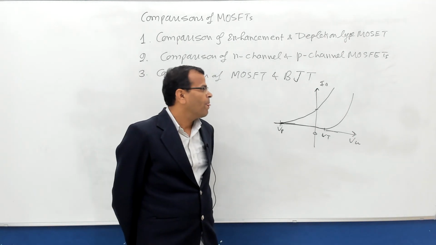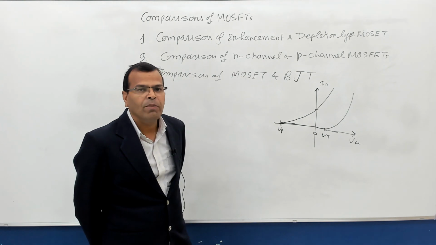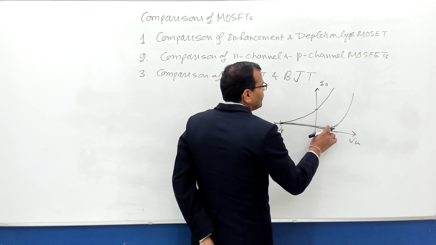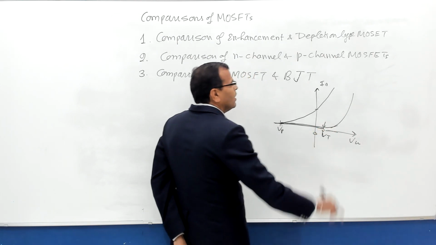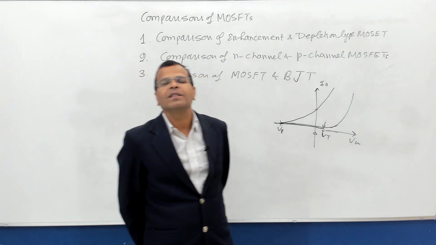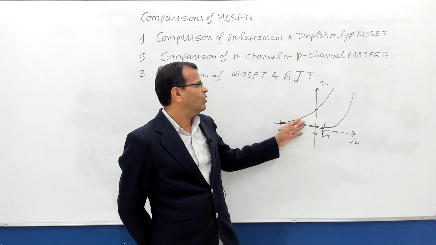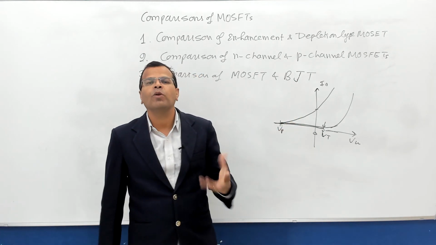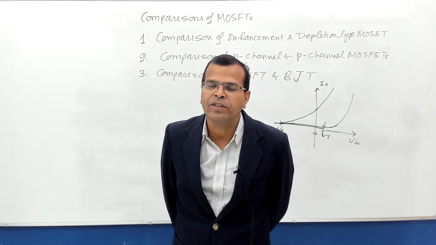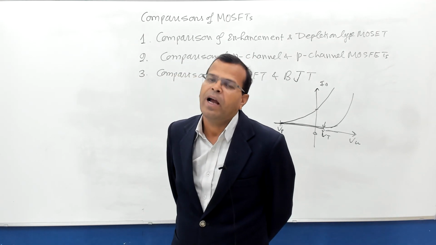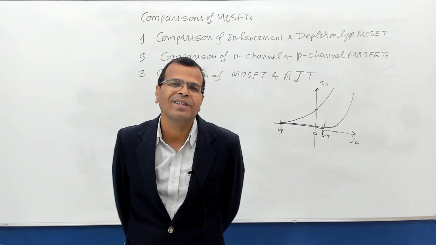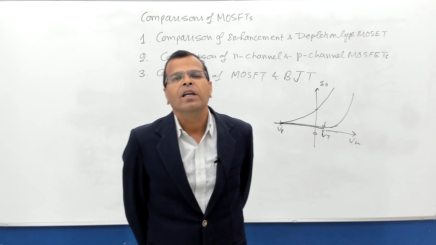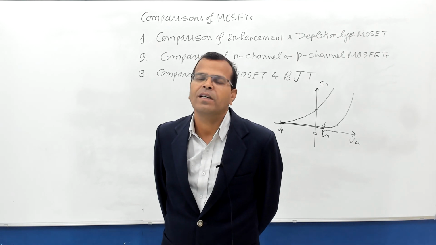In case of enhancement type MOSFET, when it is off, there is always the possibility of a current which is known as sub-threshold current. So sub-threshold current exists in enhancement, but there is no sub-threshold current in case of depletion type. So there is no problem of sub-threshold current in depletion type MOSFET, and there is a problem of sub-threshold current that cannot be eliminated in case of enhancement type MOSFET.